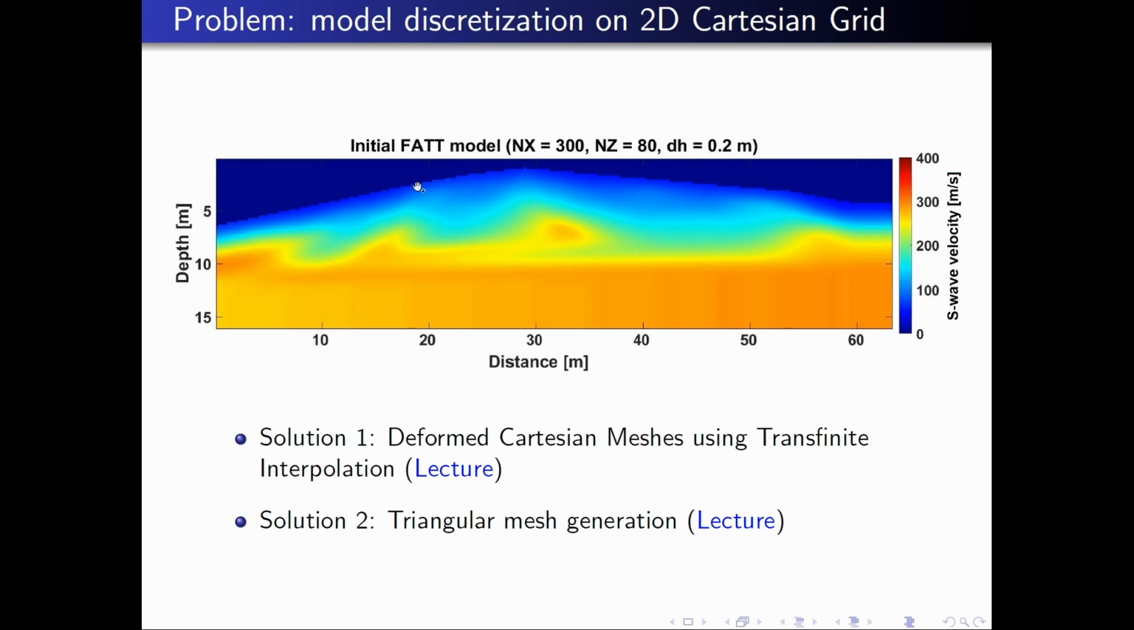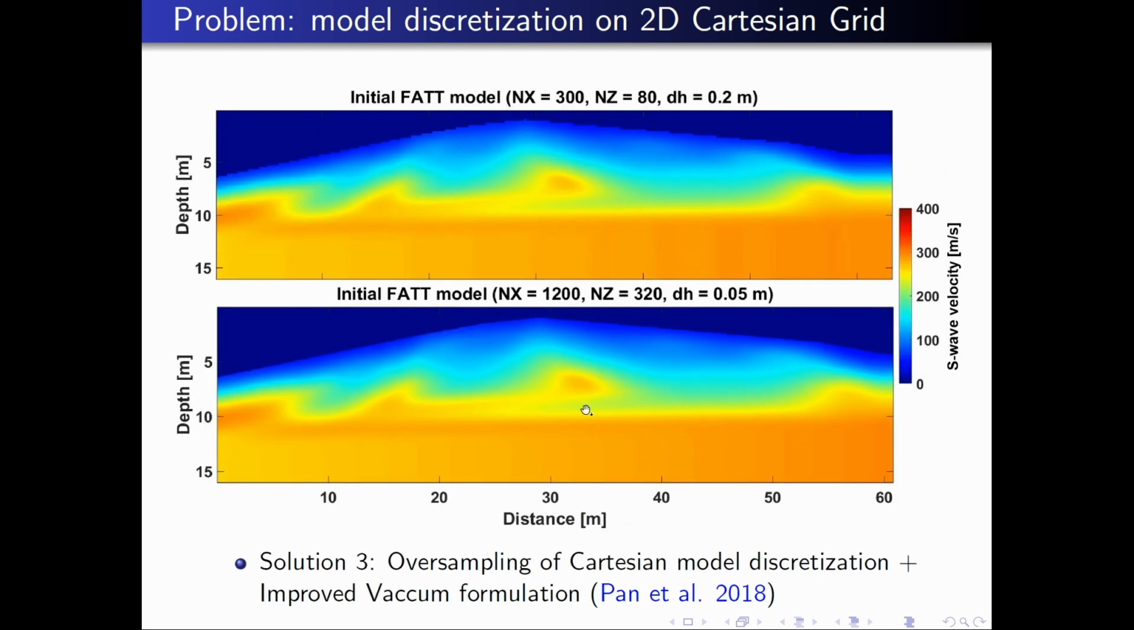The other approach is to discretize the model with a triangular instead of a Cartesian mesh for a better representation of the surface topography. This mesh can then be used to solve the forward problem with a finite element or finite volume method. Now, what is the not very sophisticated approach?